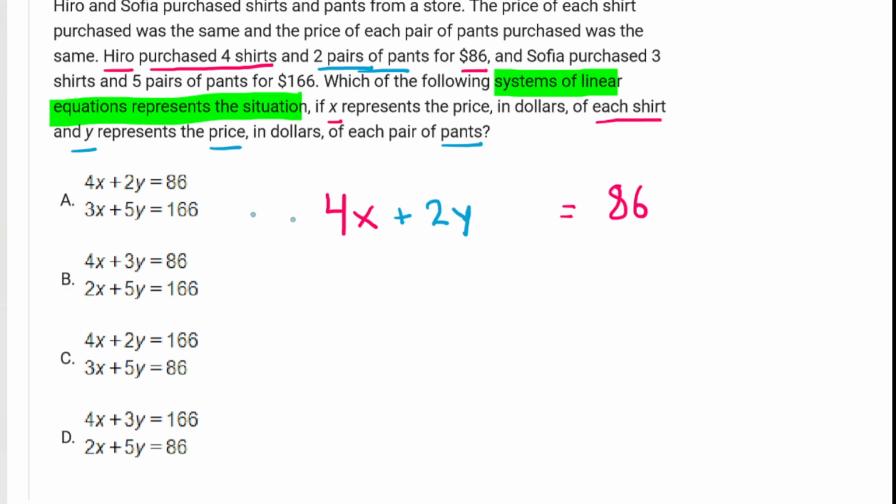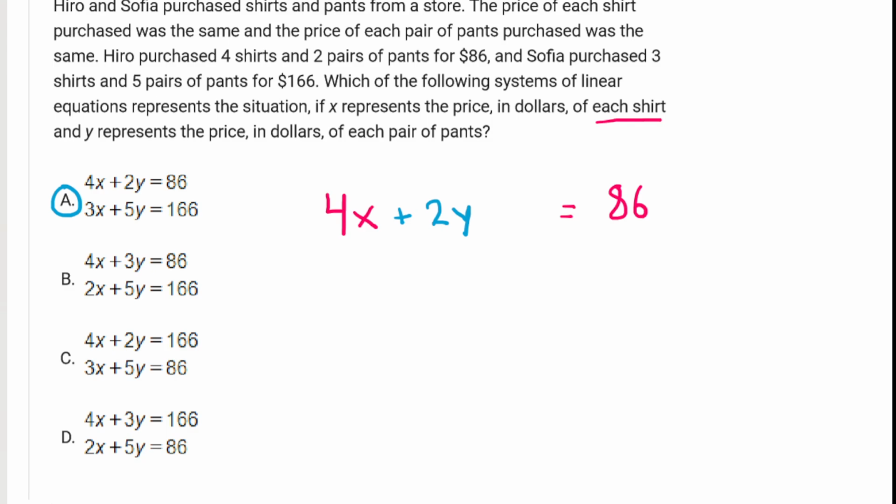Now, truthfully, there's only one choice that has that equation. It's this one right here. So this must turn out to be the correct answer. I would recommend pausing the video and seeing if you can develop a similar equation based on what Sophia purchased. We can then go back and confirm that the equation holds true.